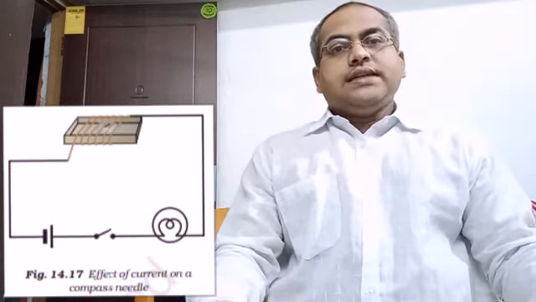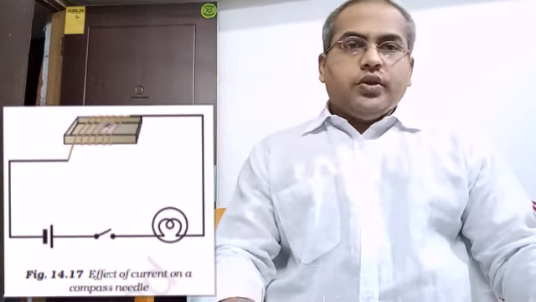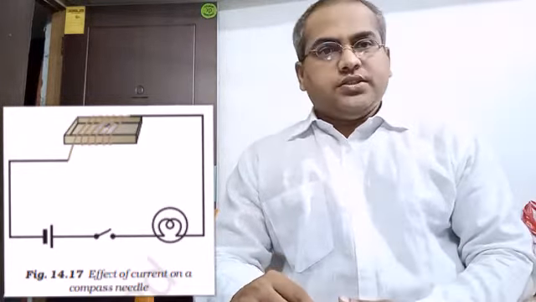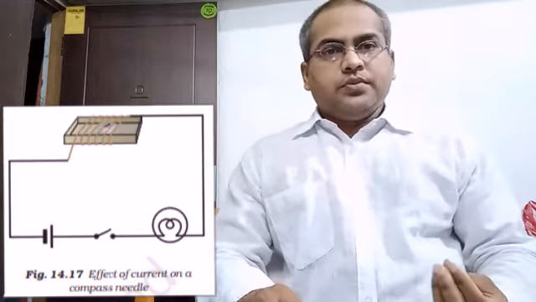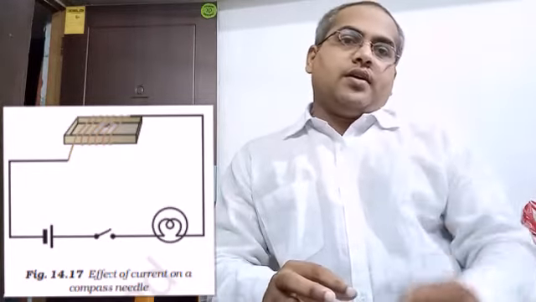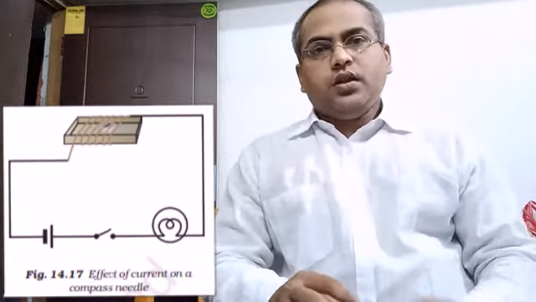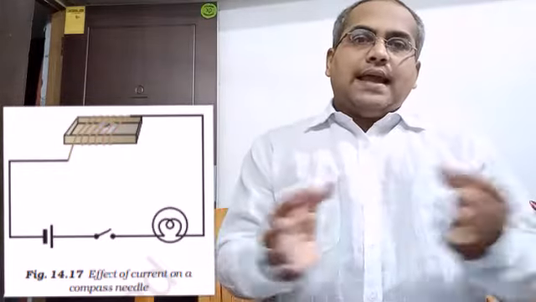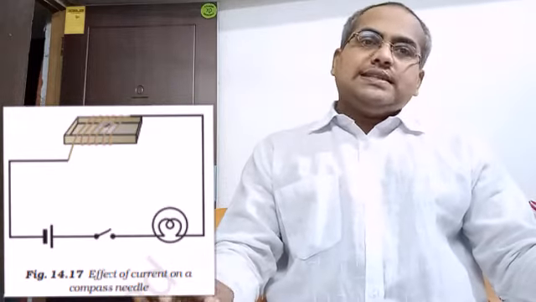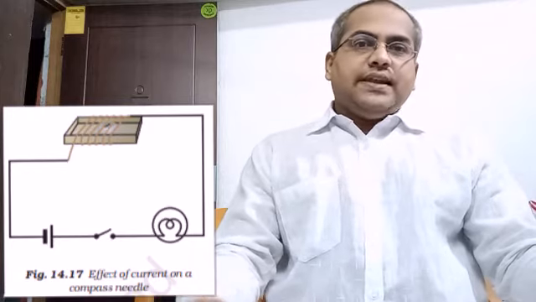To understand this, first of all, we are going to perform activity 14.5. Here we take the cardboard from a discarded or used matchstick box, take a magnetic needle and put it inside that cardboard, and wrap the cardboard with electric wire. After doing this, attach the two ends of the wire to a cell. Cell we already know.